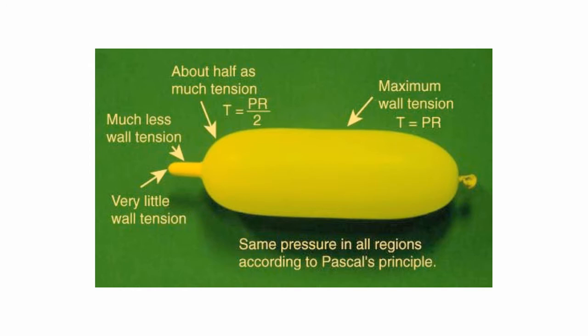So this next picture just highlights some of these concepts intuitively, that the pressure in this balloon is the same throughout, but intuitively the tension in the wall is much greater in the part that's got the greater radius, and the tension in the wall where it's got a small radius is much less. So that's relevant as well.